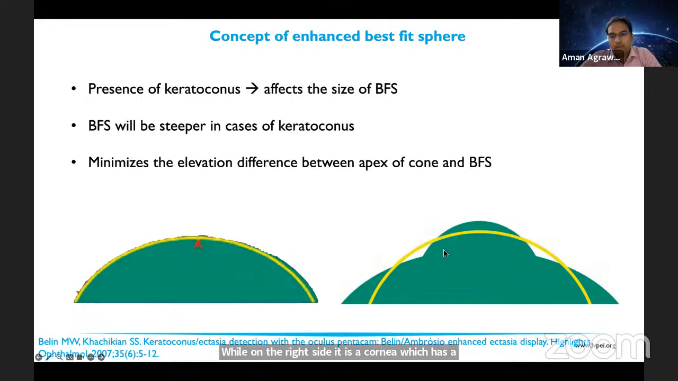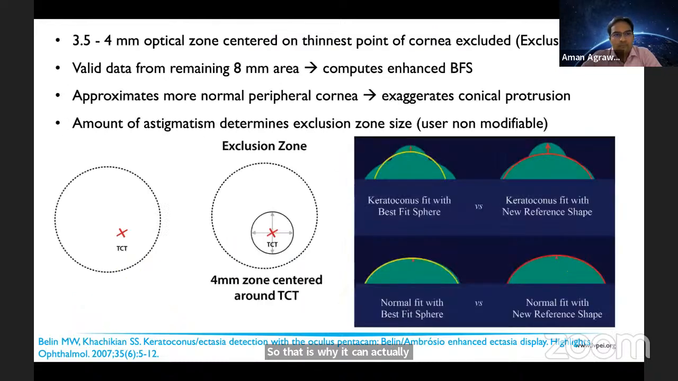So because of the localized elevation in the cornea, the size of the best fit sphere also gets altered. In this case, the best fit sphere will be steeper so that it best fits the keratoconic cornea. Because of this, the elevation difference between the reference surface and the apex of the cone will be decreased. So that is why it can actually mask an ectatic process as well.